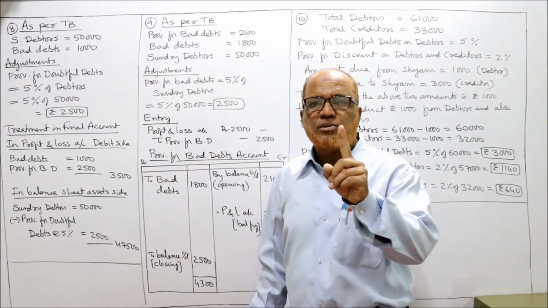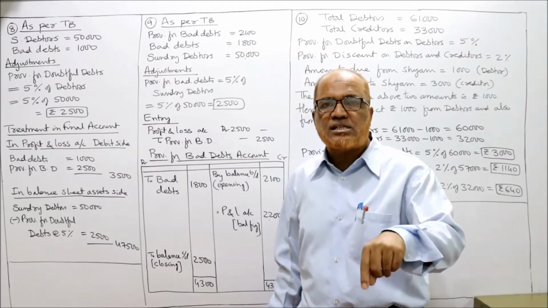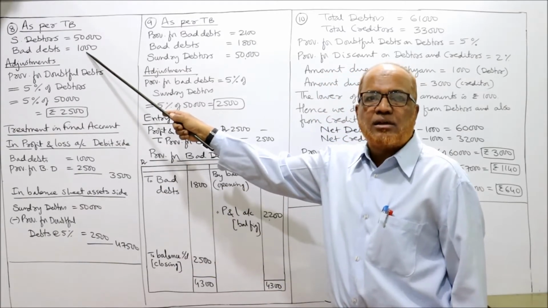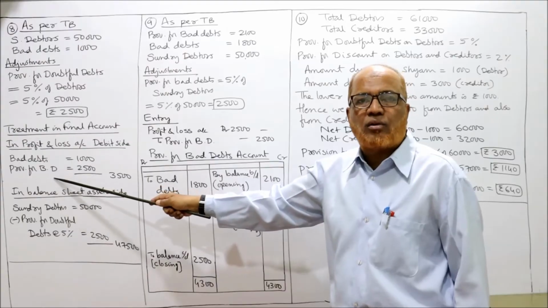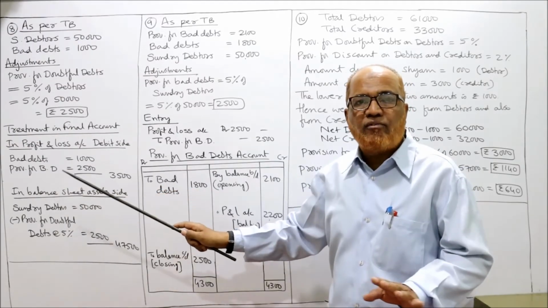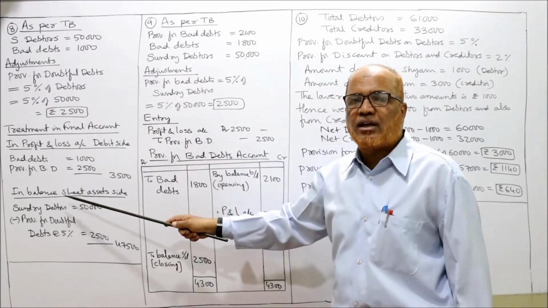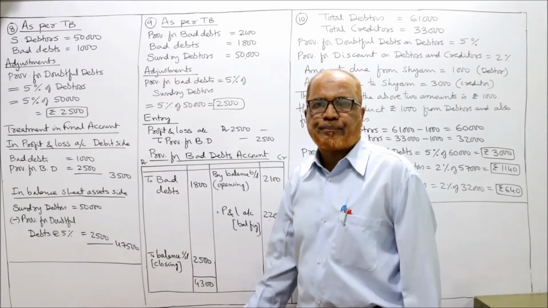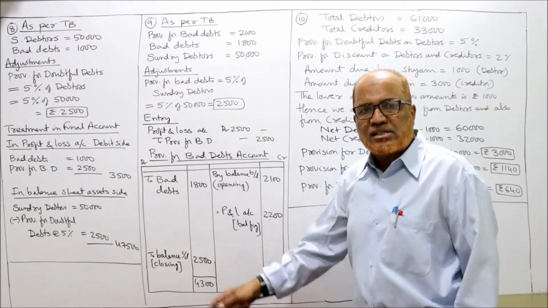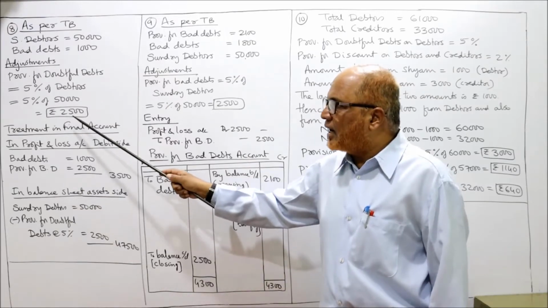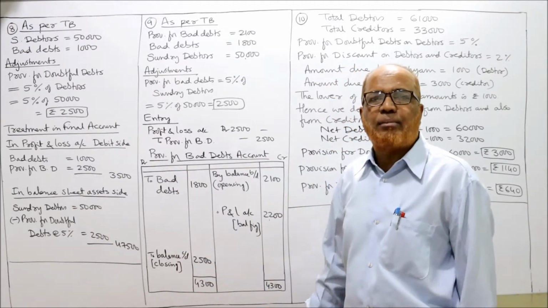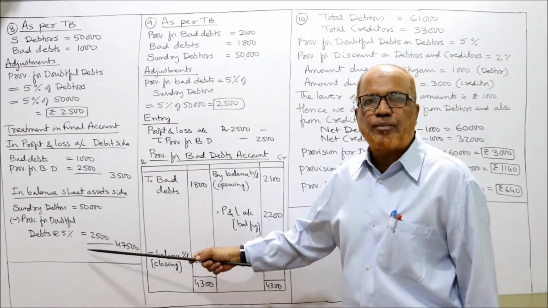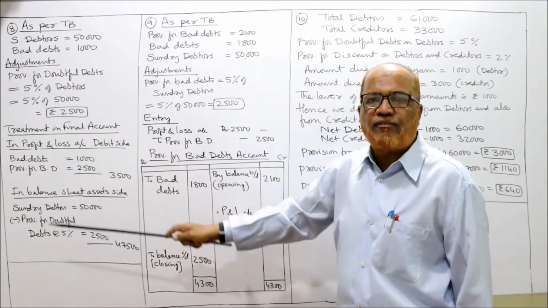All the trial balance items will appear only once, whereas adjustment items will appear twice. This 1,000 is given in the trial balance, so it will appear only once, in the profit and loss account. You should not take it anywhere else. But this 2,500 is given in adjustments, so this item will appear twice. First, it will be debited to the profit and loss account, and again 2,500 will be deducted from debtors on the balance sheet asset side. This is the treatment of this adjustment in the final accounts.